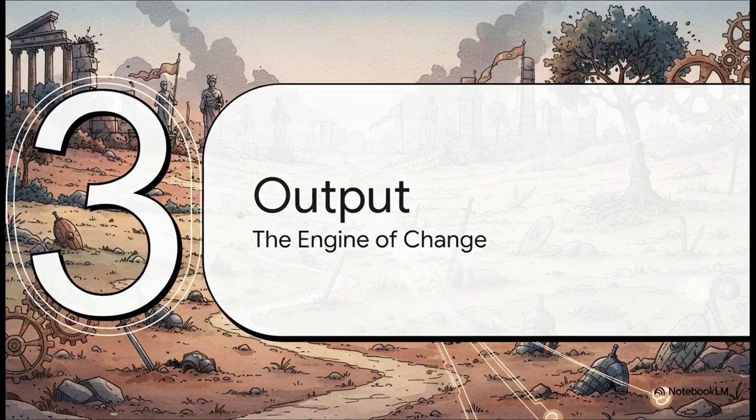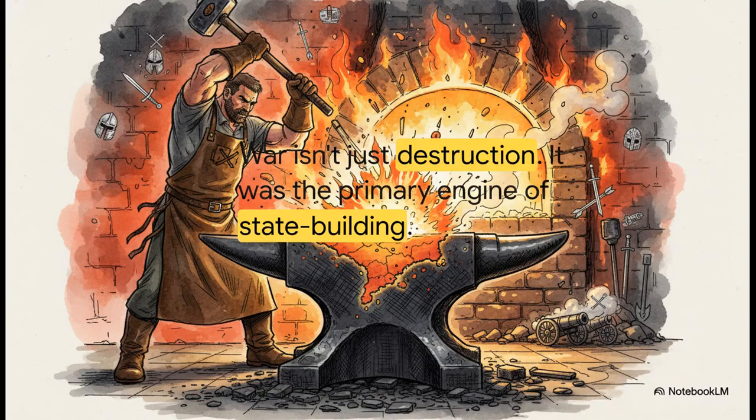Okay, on to our final part. We've seen how the machine starts and how it runs. Now for the big question: what does this machine actually produce? What are the profound, lasting changes that war leaves in its wake? And here's the biggest paradox of all. As horrific and destructive as war is, it was also the single most important engine of state building.